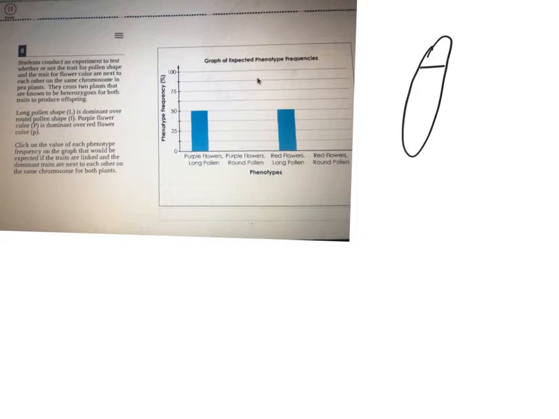Let's see, what are the symbols? The symbols are L and P. L and P are next to each other on the same chromosome. That means the word we use is that they are linked. When genes are on the same chromosome, they're linked. That means they're going to move together. All right?